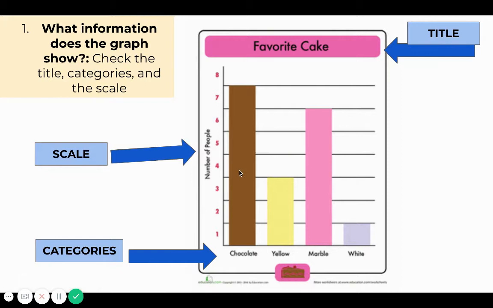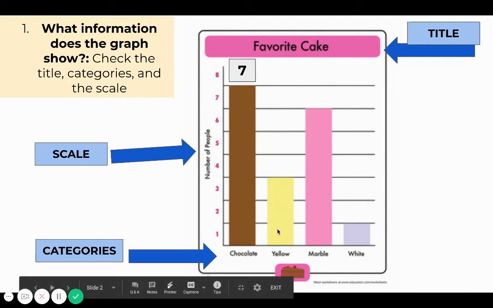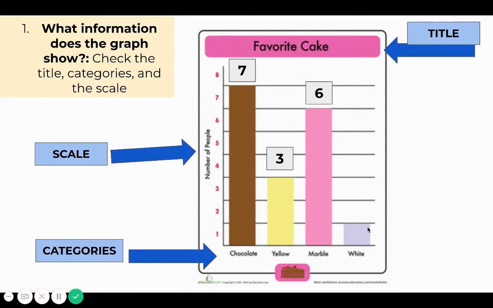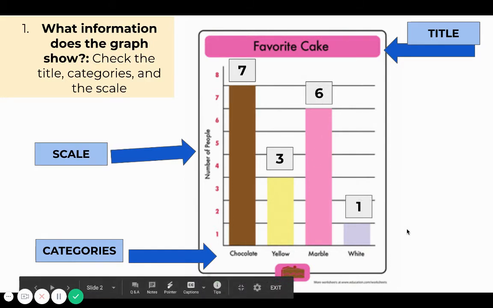1, 2, 3, 4, 5, 6, 7. I can mark this as 7. If I didn't pay attention to how the scale was set up in the beginning, I might have gotten tricked and marked this as 8. So that's why it's so important to look at that scale before you start marking up your graph. When I count the yellow slices or favorites, 1, 2, 3. Marble, 1, 2, 3, 4, 5, 6. And white had 1 vote.